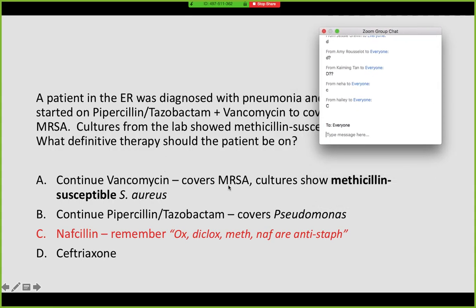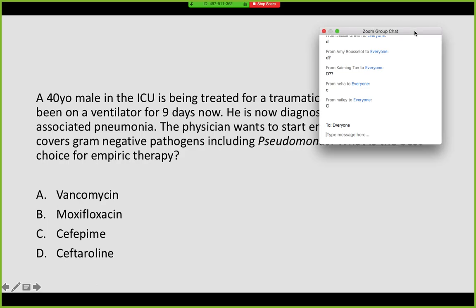Vancomycin covers MRSA, but the lab showed methicillin susceptible, not resistant MRSA. And then piptazo is covering Pseudomonas, so you can get rid of that one. And then nafcillin, that's your oxacillin, dicloxacillin, methicillin, nafcillin, or anti-staph. So the correct answer here is going to be nafcillin.